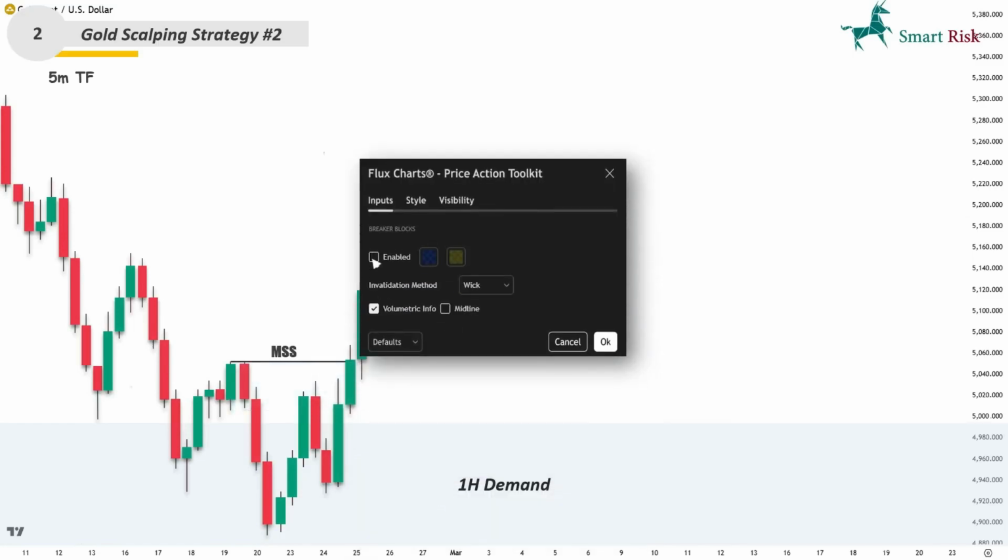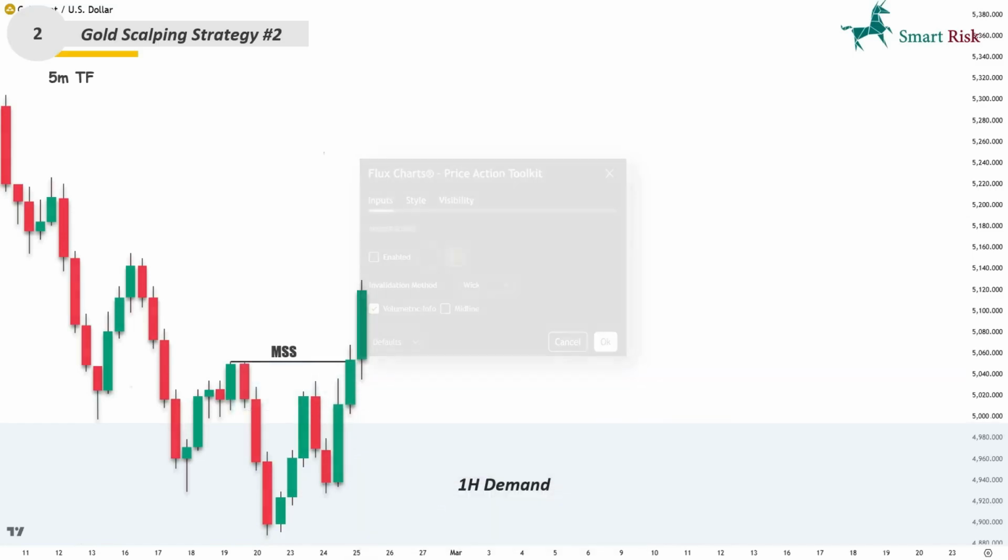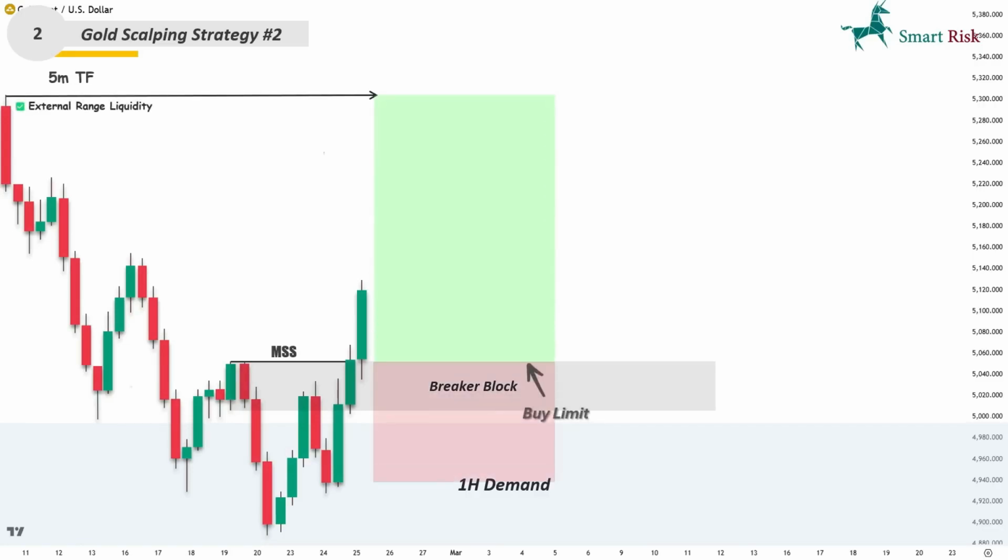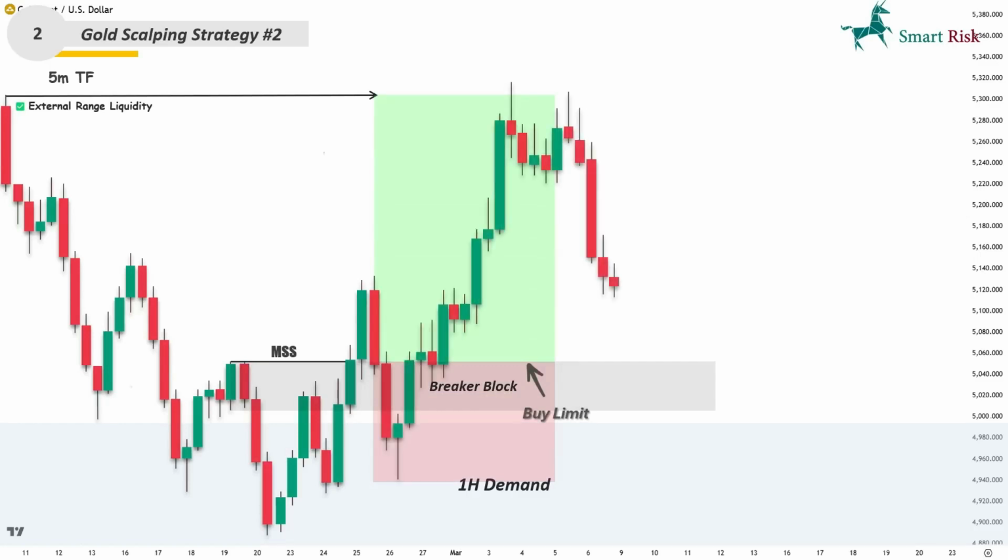You can mark the breaker block manually, step by step, exactly as I showed earlier. Or you can highlight it automatically by simply enabling the breaker block option in the indicator's settings. The next step is to set a buy limit order at the highest point of that breaker block and wait for the price to retrace into the zone. For your take profit, you can target the nearest liquidity on the current time frame, or aim for a higher time frame key level if you're expecting a larger move.